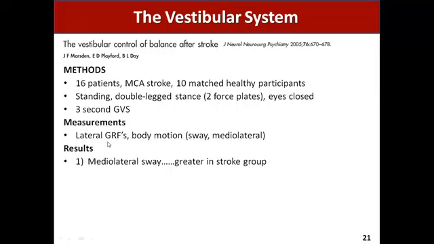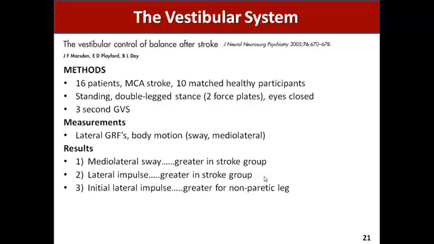And so the results demonstrated that the patients that had experienced a stroke reacted to a much greater extent to vestibular stimulation with respect to mediolateral sway. That is basically moving the body from right to left. The lateral impulse is a measurement of the ground reaction force from the force plate, and they found that in response to galvanic vestibular stimulation, that was greater in the stroke group.